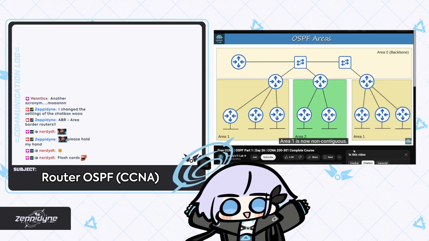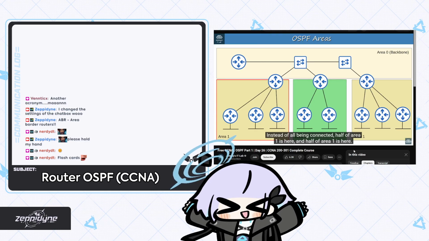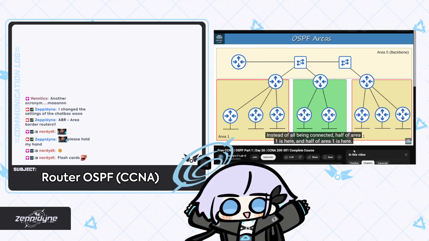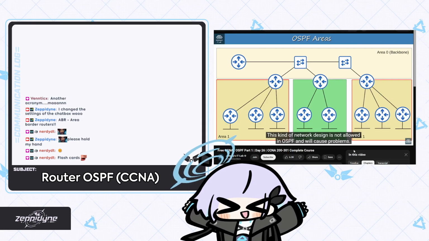Area 1 is now non-contiguous. Instead of all being connected, half of Area 1 is here, and half of Area 1 is here. This kind of network design is not allowed in OSPF. It will cause problems.